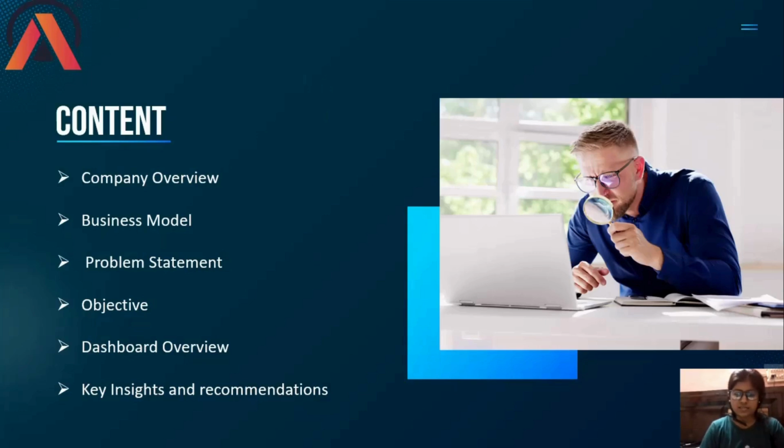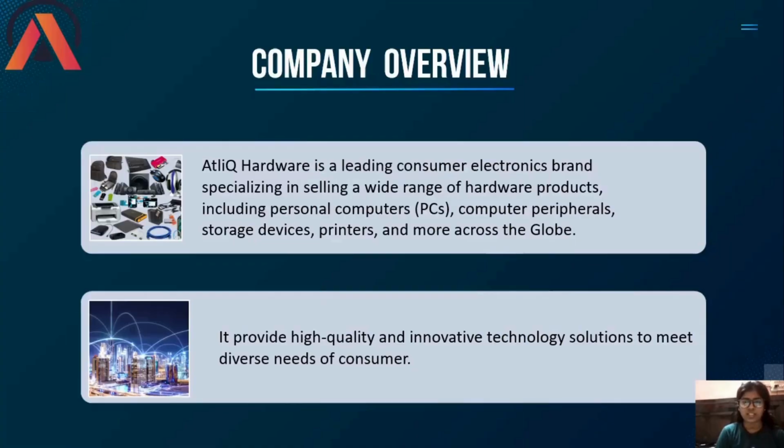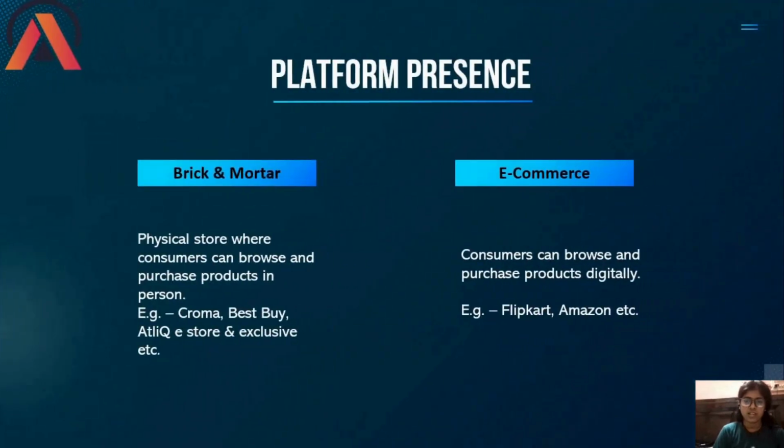So let's get started. AtliQ Hardware is a leading consumer electronic brand specializing in selling a wide range of hardware products, including personal computers and their peripherals, across the globe. It provides high quality and innovative technology solutions to meet the diverse needs of consumers. At present, AtliQ Hardware operates on two platforms, that is brick and mortar and e-commerce. Brick and mortar is a physical store where a consumer can browse and purchase products in person. For example, Chroma, Best Buy.